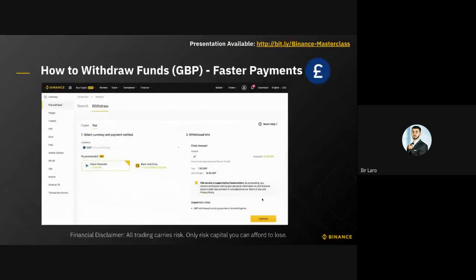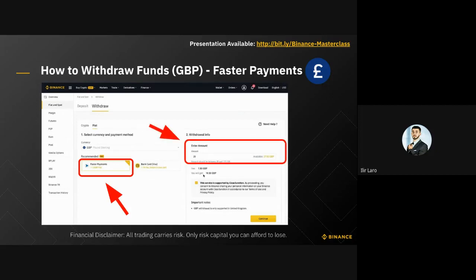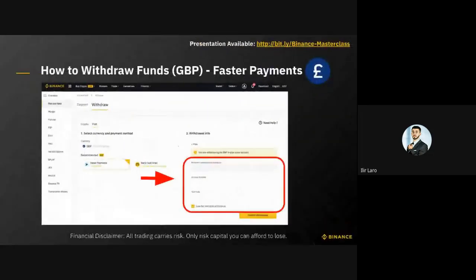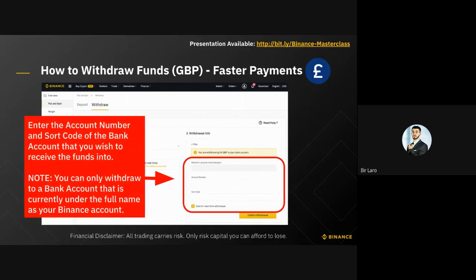Then you'll be directed to this page, with two different methods to withdraw, which are faster payments and the bank card. Click on faster payments. You then type in the amount that you want to withdraw. There is a minimum amount of £20. And depending on your account verification, there's a limit on your maximum as well. You'll also see the fees, and in the next section you'll be able to add your account number and sort code that you want to withdraw the funds into.